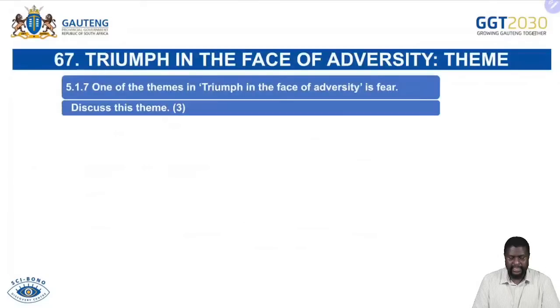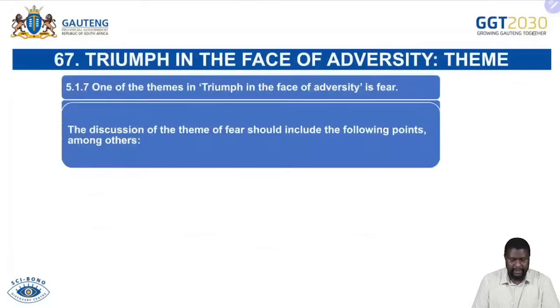One of the themes in Triumph in the Face of Adversity is fear. Discuss this theme. What are the answers that we're looking for here? The theme of fear. Thembekile stays in constant fear when she's introduced to the family as a young bride. What did the mother-in-law do to her? You remember the examples from the short story. When her husband abuses her later, she develops fear towards her husband and fails to protect her children. Their children live in fear because of their father's abuse.